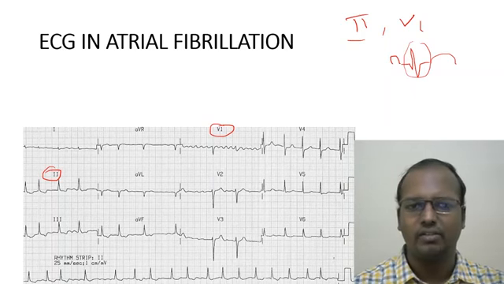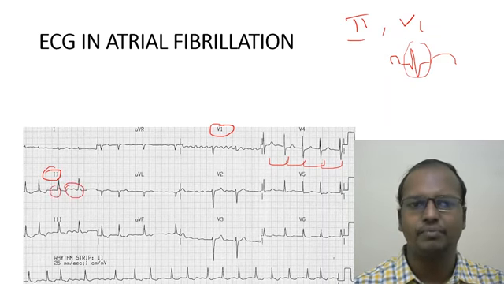Varying RR interval. So the RR interval, this is the R wave, right? This is the QRS complex R wave. If you calculate the difference between these two complexes, it will be varying. Sometimes it will be shorter, sometimes it will be longer. So that is one finding. And there will not be any proper P wave. If you carefully observe here, there is no P wave.